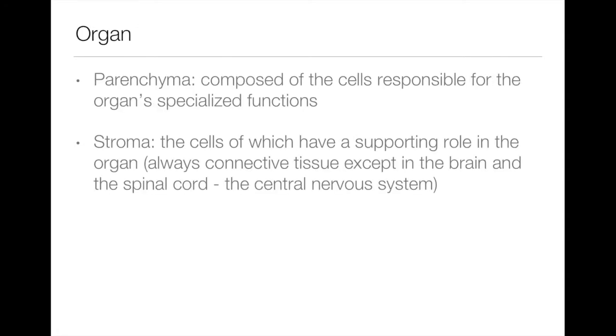Alright, what is an organ? An organ has many tissues, and an organ is made up of two things: the parenchyma and the stroma. The parenchyma are the cells of the organ that perform the organ's specialized functions, while the stroma are the cells which have a supporting role in the organ. It is always connective tissue, except in the central nervous system. What organs does the central nervous system contain? The brain and the spinal cord.